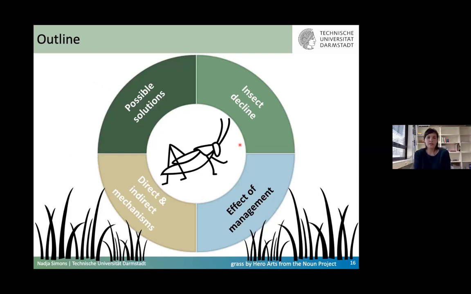So we have seen that insect decline is indeed a general phenomenon affecting insect communities across habitats and taxonomic guilds. We have also seen indications that management negatively affects insect communities. And in the next part of my talk, I will take a closer look at these different aspects of communities and how they are affected by management.